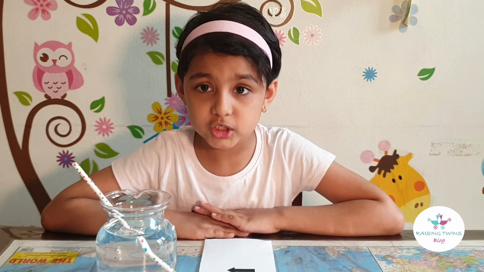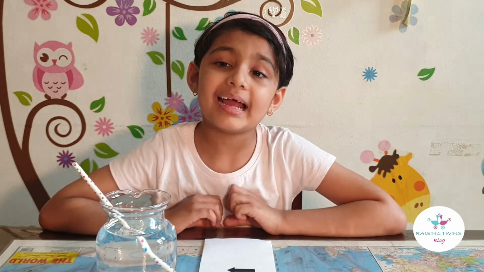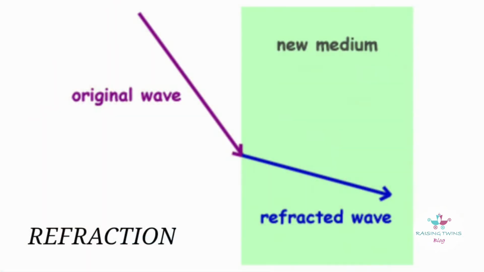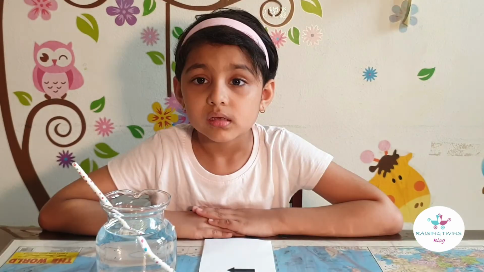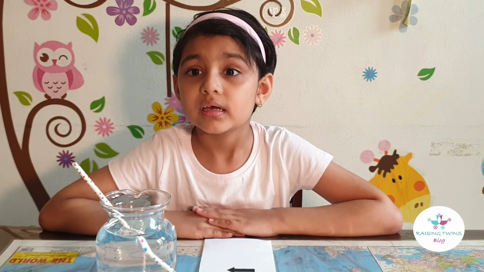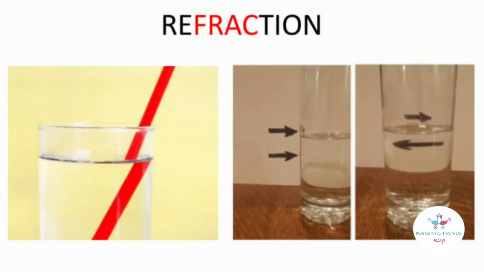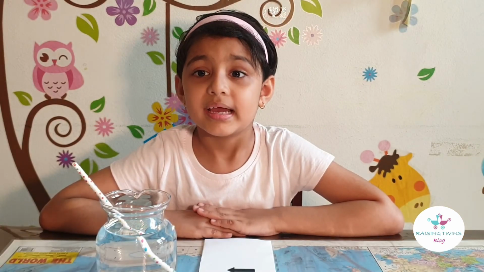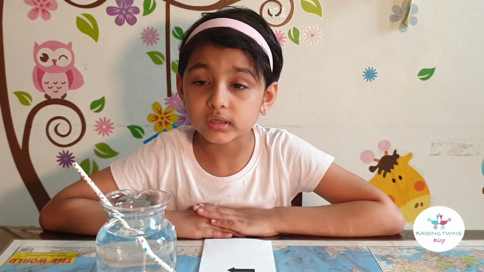Next is refraction. What is refraction? When light passes from one medium to another, it can bend or refract. In both the experiments, we saw light traveled from air, glass and water. Air, glass and water were the different mediums. Hence, we got the distorted images.